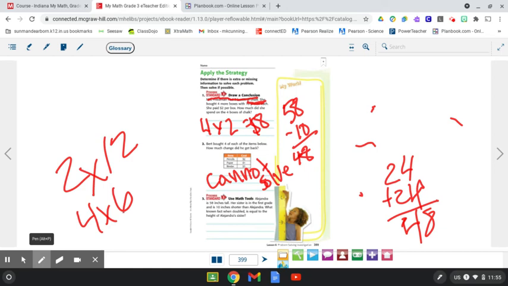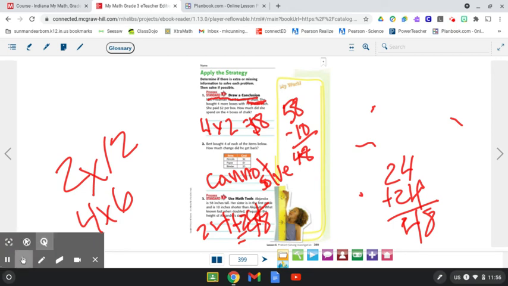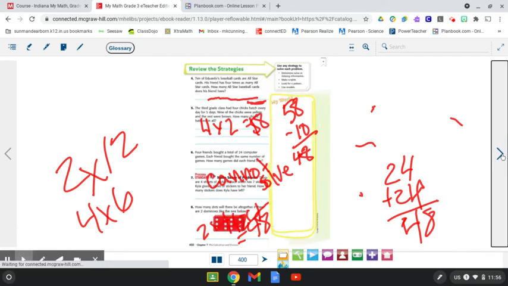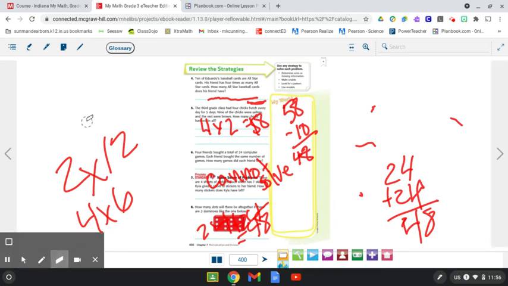Or down here, I just want you to write 24 plus 24 equals 48. I don't know why they wanted you to do all those extra steps. That just seems a little bit silly. Okay? But the double fact is 24 plus 24. All right, so let's look here at what we have.